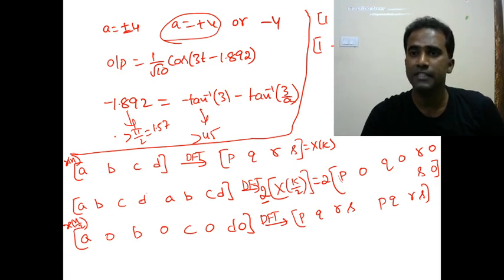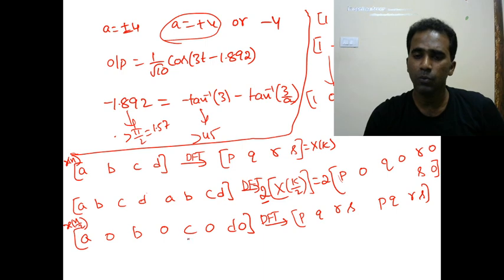Then frequency interpolation: insert zeros in between. So 0, 0, 2, 0 becomes 0, 0, 4, 0 after multiplying with 2. Now if you do interpolation in the time domain, 1, 0, minus 1, 0, 1, 0, minus 1, 0, what happens in the frequency domain? It's just repetition without any scaling factor. So the DFT of this is 0, 0, 4, 0, 0, 0, 4, 0.